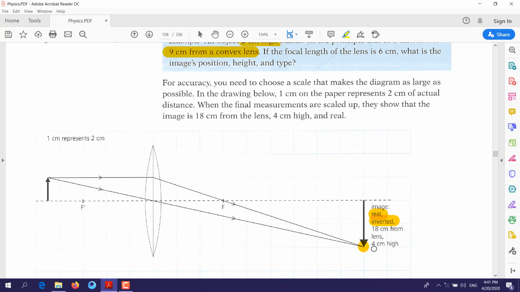Now the position of it: if we count how many squares here, we will have 18 centimeter. And the height of it, here the object was 2 centimeter. Now here it will be 4 centimeter if you count the squares. You said each one square represents 2 centimeters. Here it's 1 square, and here it's 1 and 2 squares. So it means 4 centimeter high.